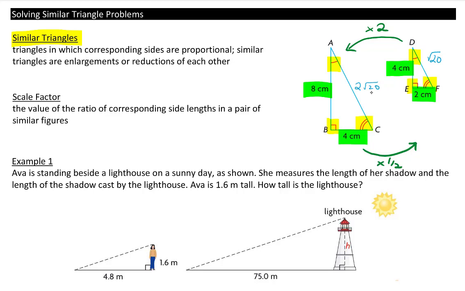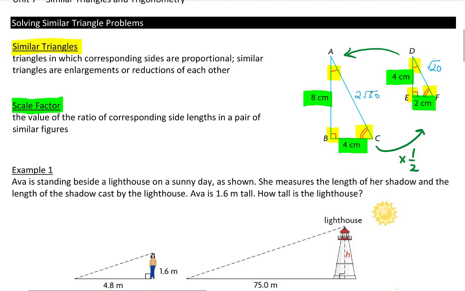The next definition is a scale factor. A scale factor is the value of the ratio of corresponding side lengths in a pair of similar figures. So we've already determined the scale factor for these two triangles. To go from the large triangle to the small triangle, we have a scale factor of 1/2. To go from the small triangle to the large triangle, we have a scale factor of 2.